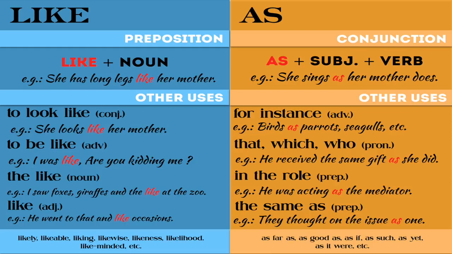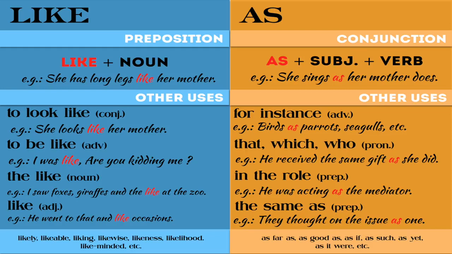So, the likely result of the election is whatever. Then I wrote likable. Likable is also an adjective, and it means agreeable or attractive. He is a likable person. Then I wrote liking. Liking, in this case, is a noun, and it means satisfaction. So, for example, is that meal to your liking?